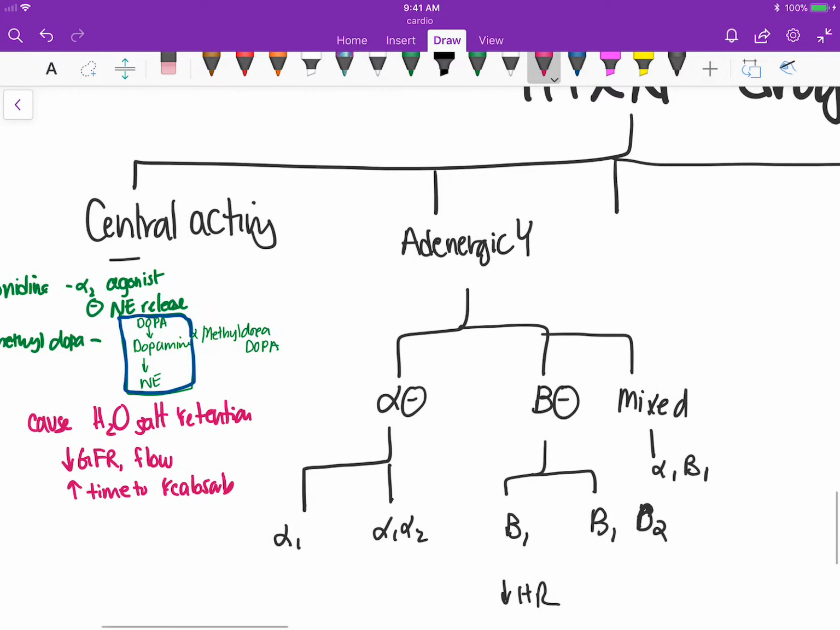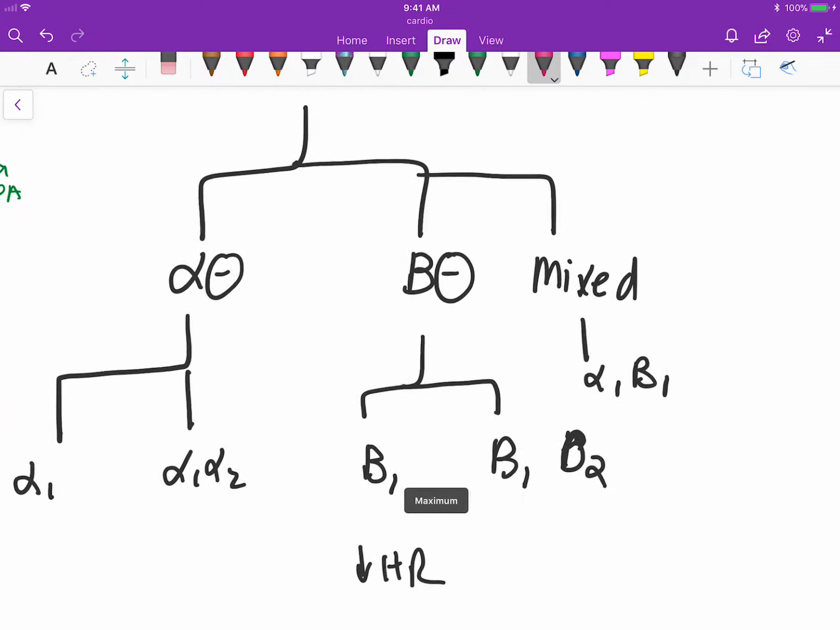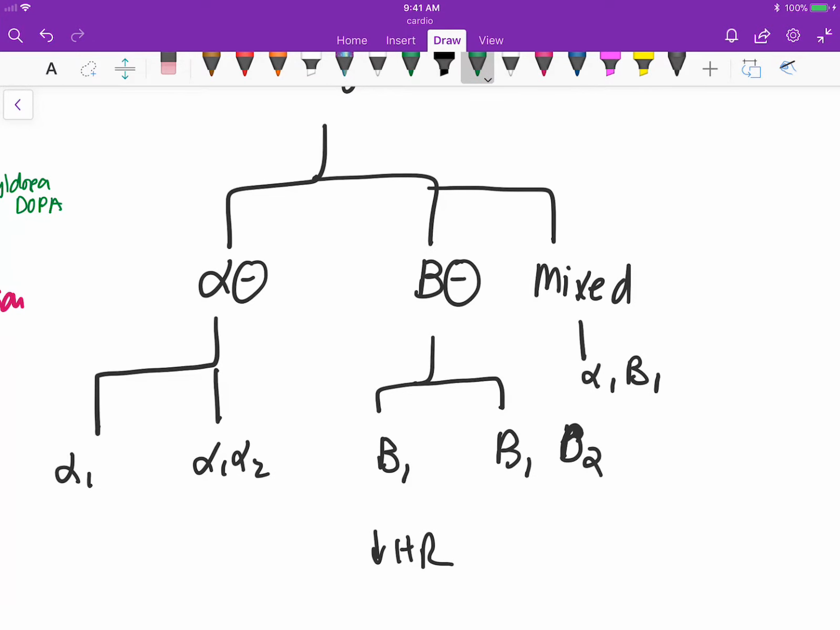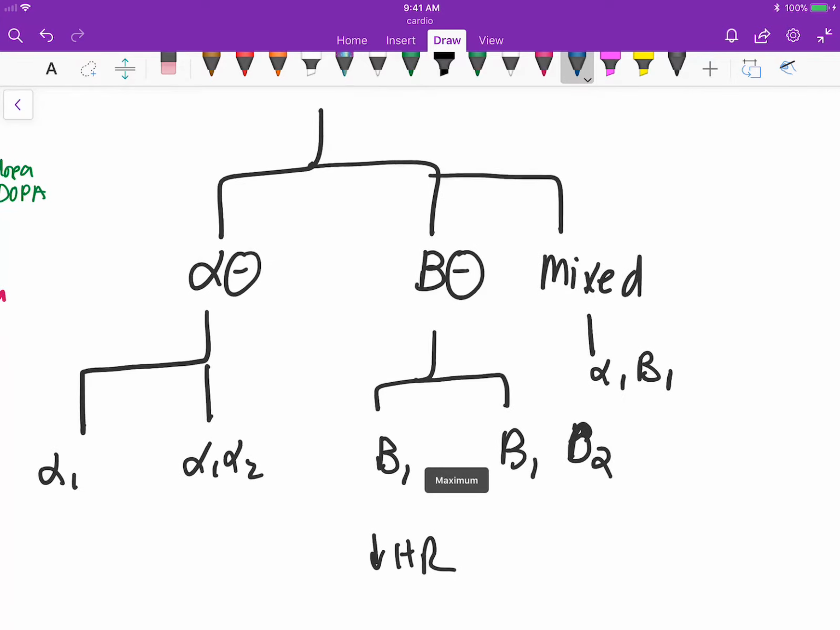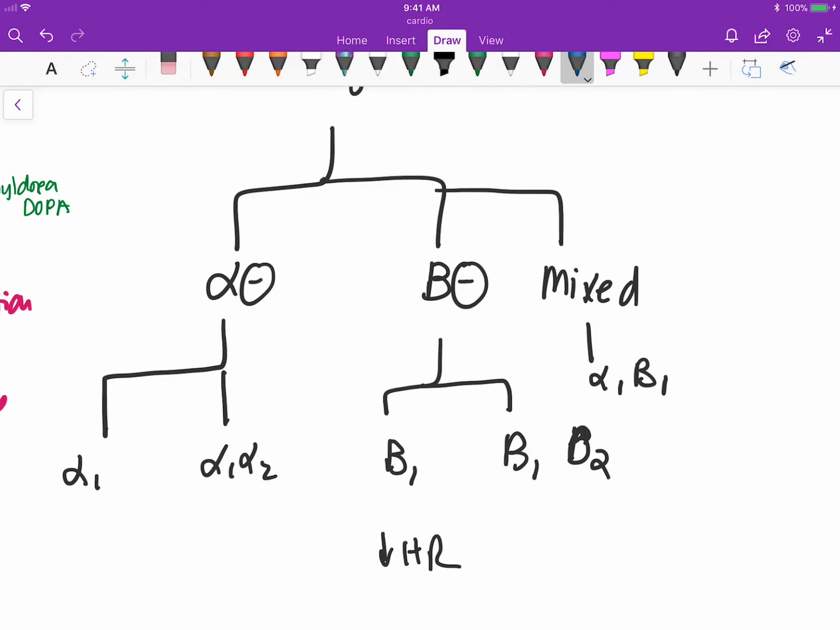Okay, and then you have adrenergic receptors. This one was a little bit confusing for me at first, but remember, you have two kinds of receptors, alpha and beta. So then you can have different kinds of drugs. You can have selective ones, and then you have the drugs that are not selective. Remember, beta 1 is only on the heart, right? So you have alpha 1, which is going to affect both the veins and the arteries.